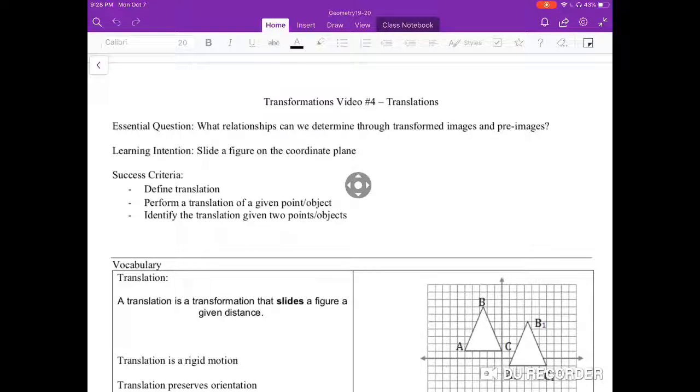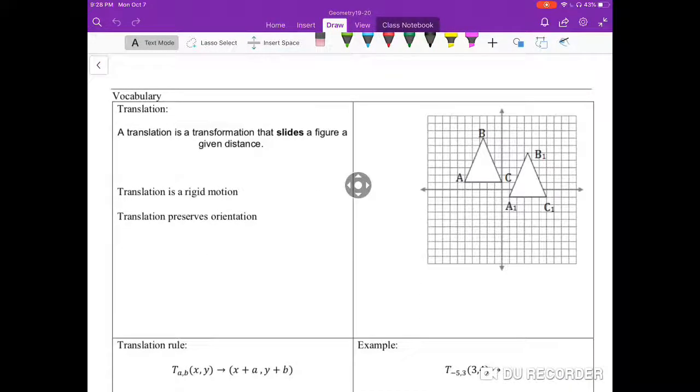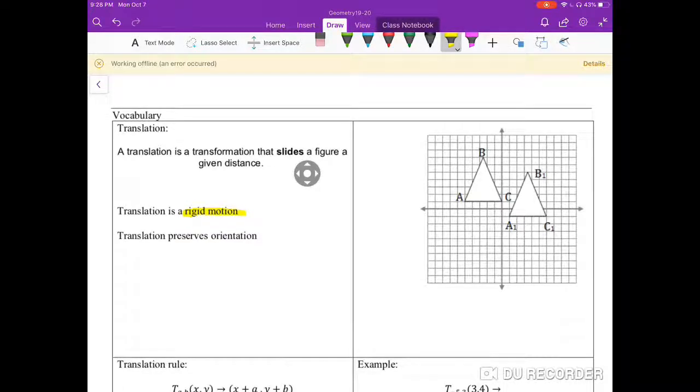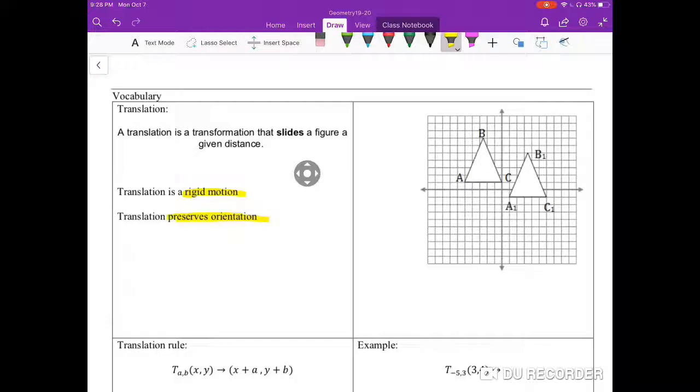So let's start with the vocabulary like we usually do. We'll say a translation is a transformation that slides a figure a given distance. And two key notes here: a transformation is a rigid motion, which we went over in video 2, and a translation preserves orientation. Alright, so I told you guys from video 3 that I would go over how a translation preserves orientation, just so you can see the difference between something that does preserve orientation and something that does not.